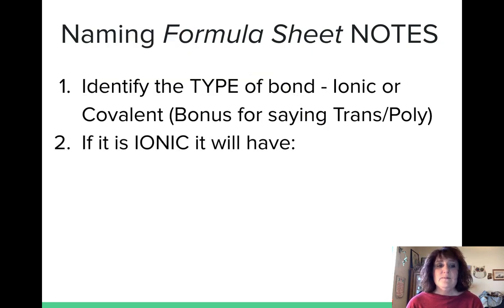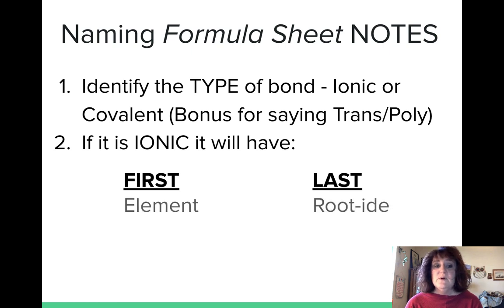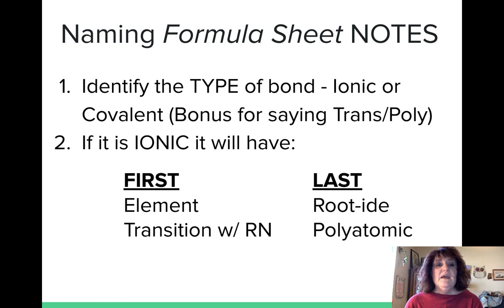When you go to name it, if it is ionic, it will have a first name and a last name. Now, the easiest one is the simple element and the first name. The last name is the root-ide system, and we've gone through those. The first name could also be a transition, remember, that requires a Roman numeral, or a positive polyatomic. Remember, it's always going to be positive first thing in an ionic bond. Or the last name could be a polyatomic.